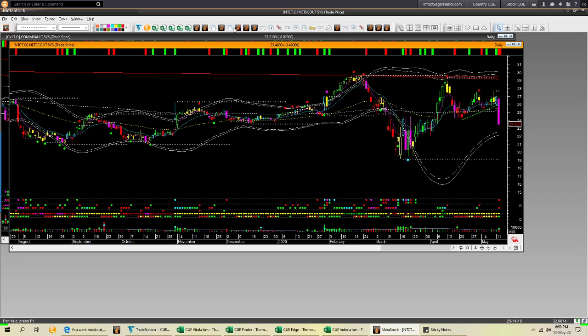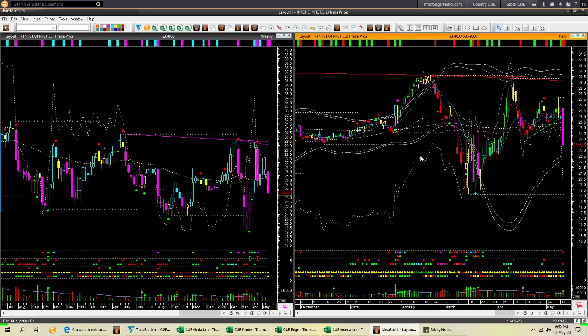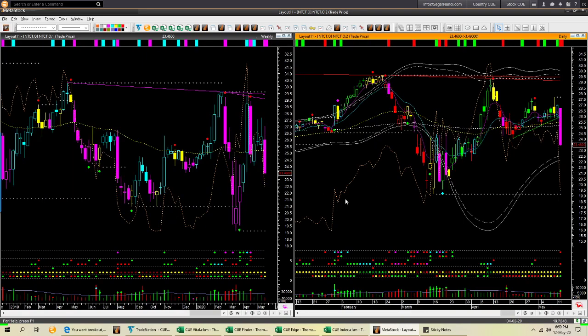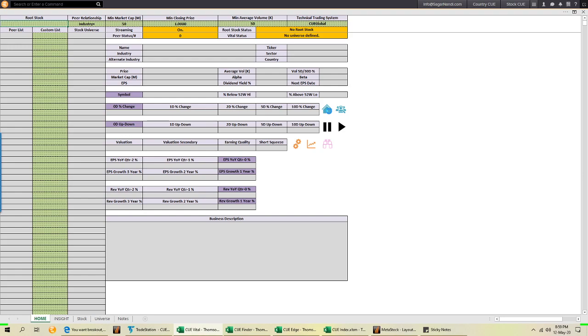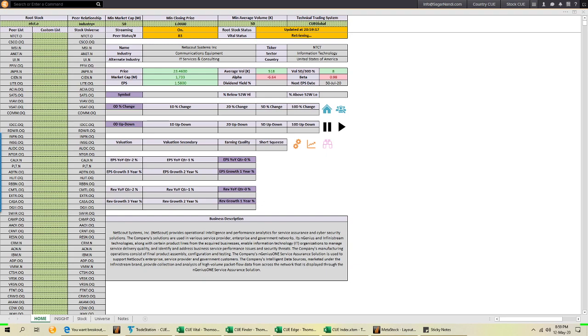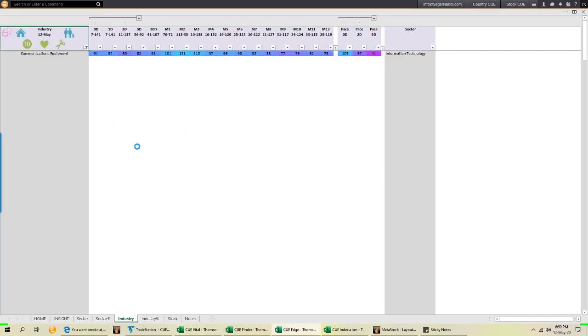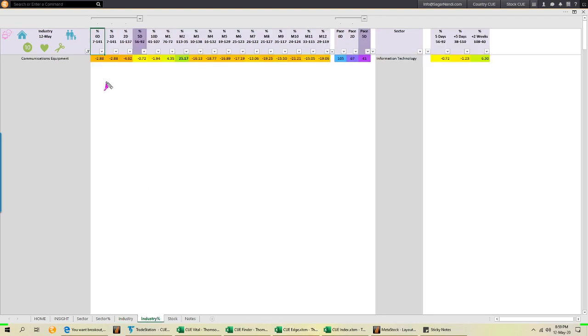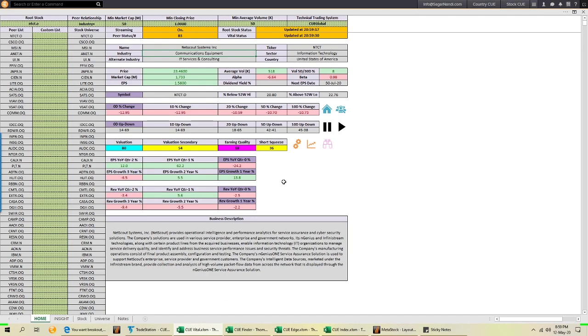This is NTCT. This is looking very bearish, both in daily and weekly. Let's check out its fundamentals. Communications equipment industry. Let's check its industry first. It's in the middle in terms of relative strength. However, the percentage down shows it is down enough for us to take a short trade in the industry, down by almost 2.9% today. Check out the fundamentals. It is a trade candidate.